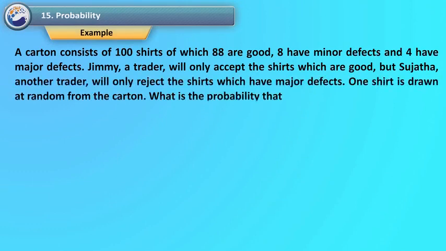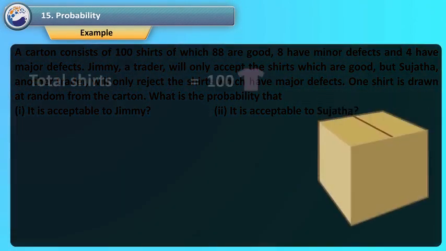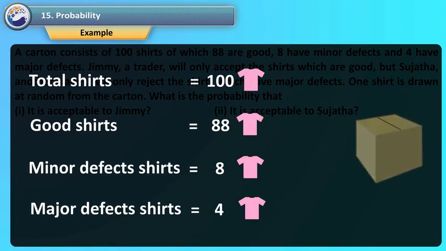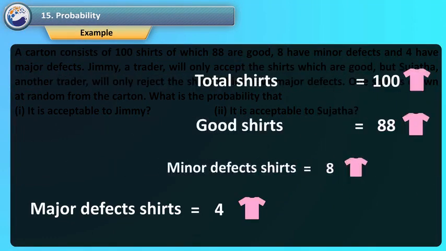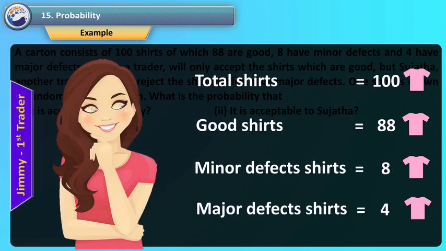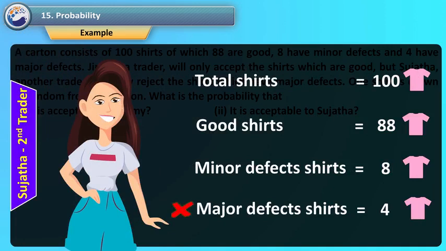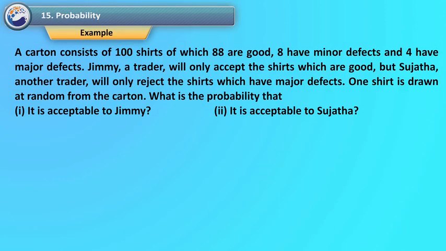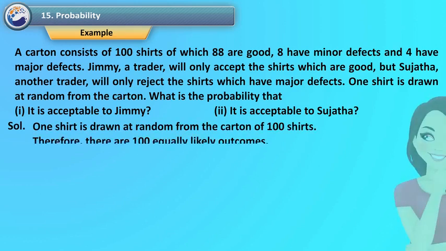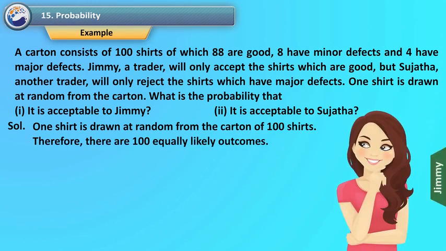A carton consists of 100 shirts, of which 88 are good, 8 have minor defects and 4 have major defects. Jimmy, a trader, will only accept the shirts which are good, but Sujata, another trader, will only reject the shirts which have major defects. One shirt is drawn at random from the carton. What is the probability that 1. It is acceptable to Jimmy, 2. It is acceptable to Sujata? Solution. One shirt is drawn at random from the carton of 100 shirts. Therefore, there are 100 equally likely outcomes.